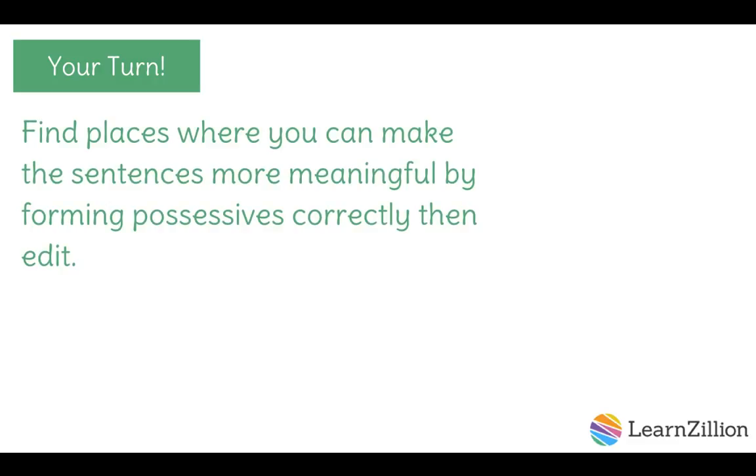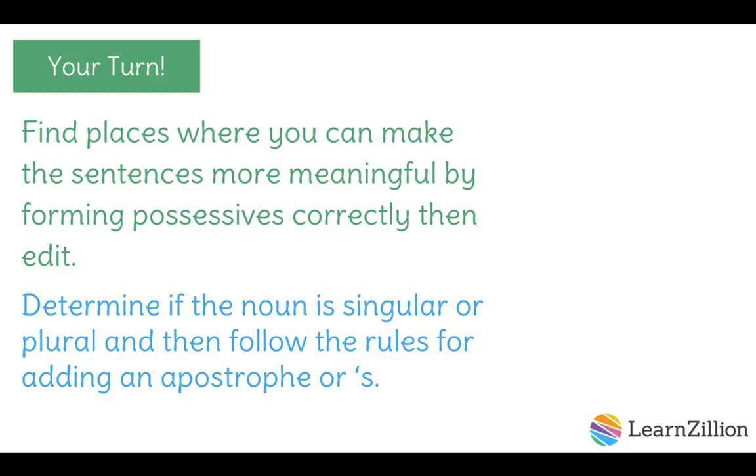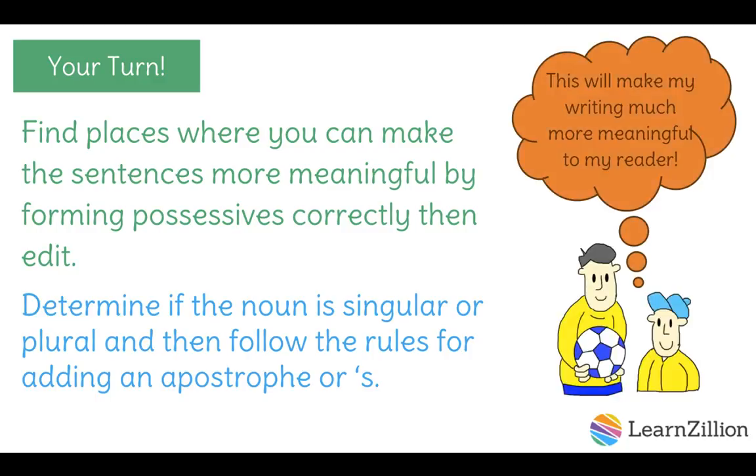Now look at your own writing and find places where you can make the sentences more meaningful by forming possessives correctly. Be sure you decide if the noun is singular or plural first. Then follow the rules for adding an apostrophe or an apostrophe S. This will make your writing so much more meaningful for your reader.